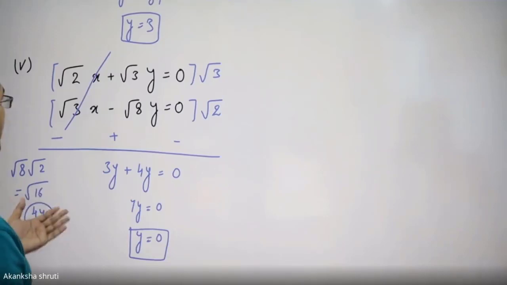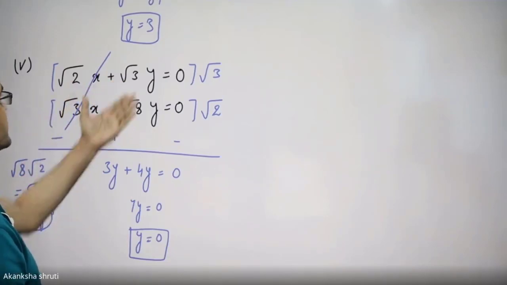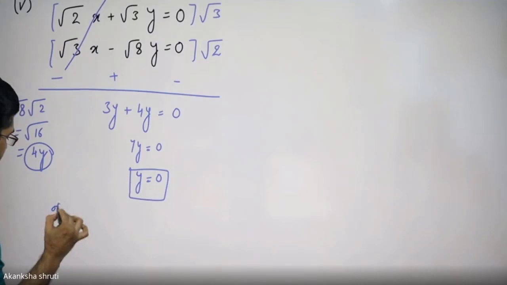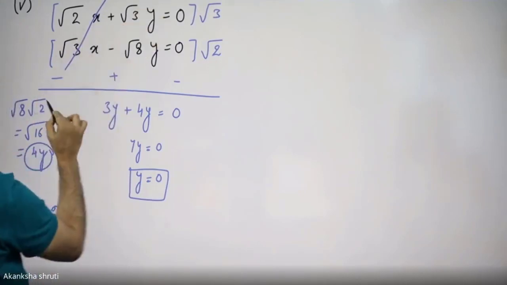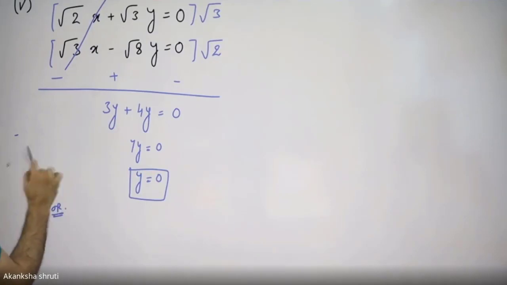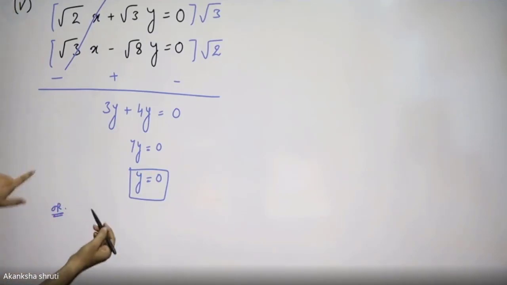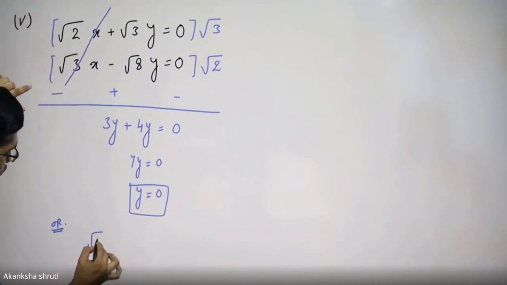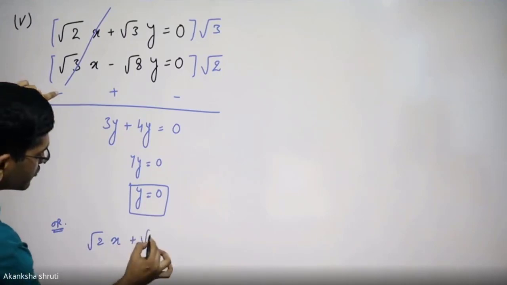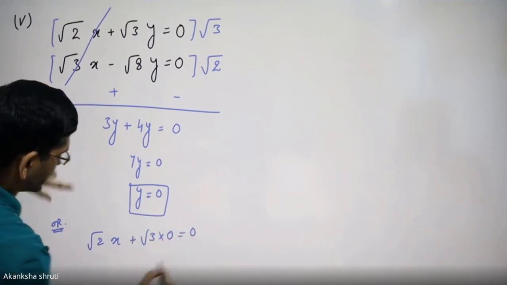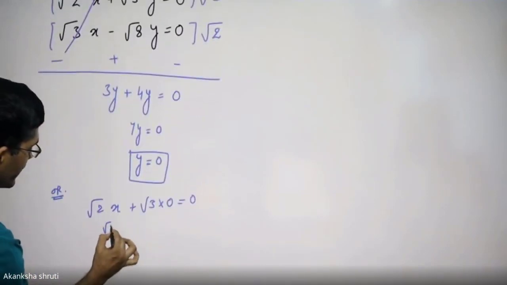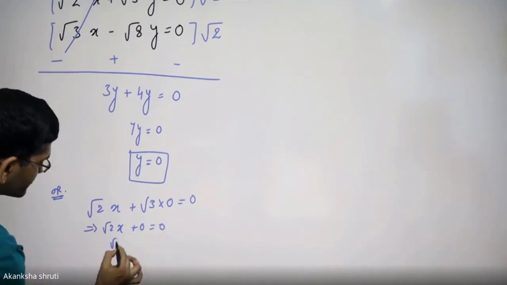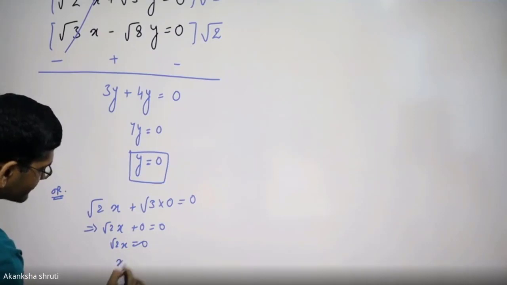ओके, चलिए we can apply the same elimination method to eliminate this y and find the value of x, or we may use this substitution now. इसके बाद आप यहां सब्स्टिट्यूशन यूज कर सकते हैं स्टूडेंट्स। सब्स्टिट्यूशन क्या करेंगे, एक किसी में सब्स्टिट्यूट कर दीजिए, तो रूट ऑफ 2x प्लस रूट ऑफ 3 इंटू 0 इज इक्वल्स टू 0। क्या आ गया, इट इज रूट 2x प्लस 0 इज इक्वल्स टू 0, मीन्स रूट ऑफ 2x इज इक्वल्स टू 0, so x value is 0.